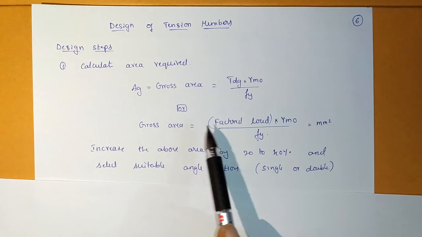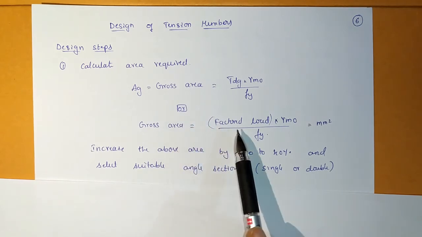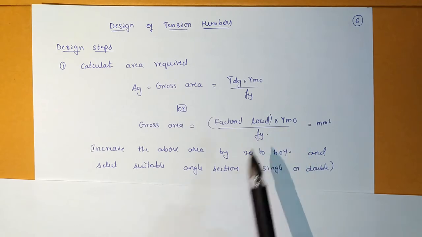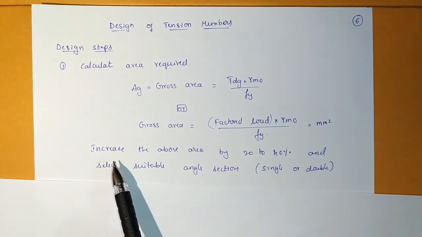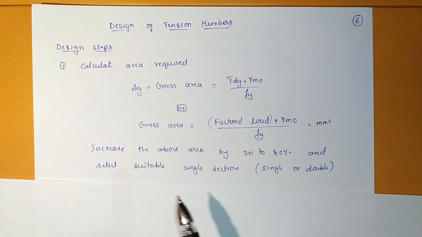Or if the factored load is given, then we have to use this formula: gross area equal to factored load into gamma MO divided by Fy. Then increase the area by 20 to 40% and select a suitable angle section. It may be a double angle section or a single angle section.